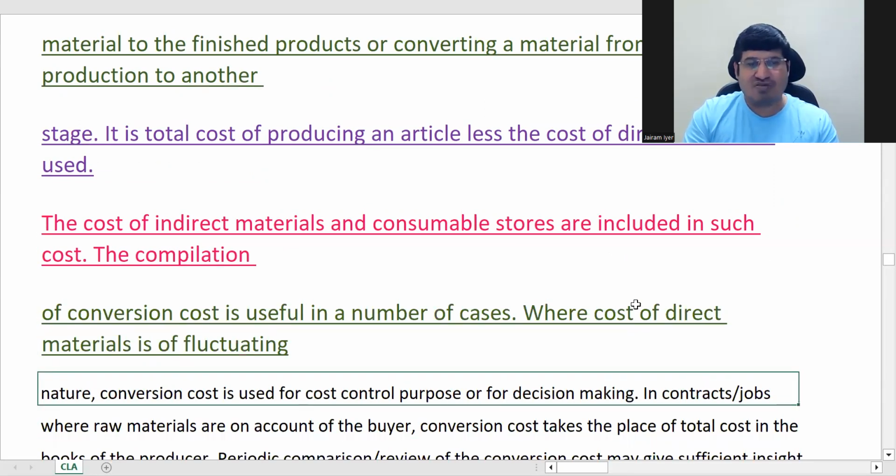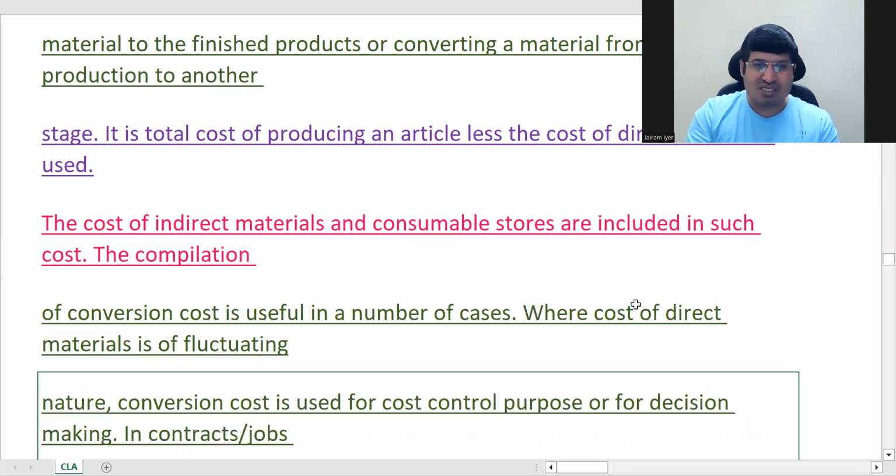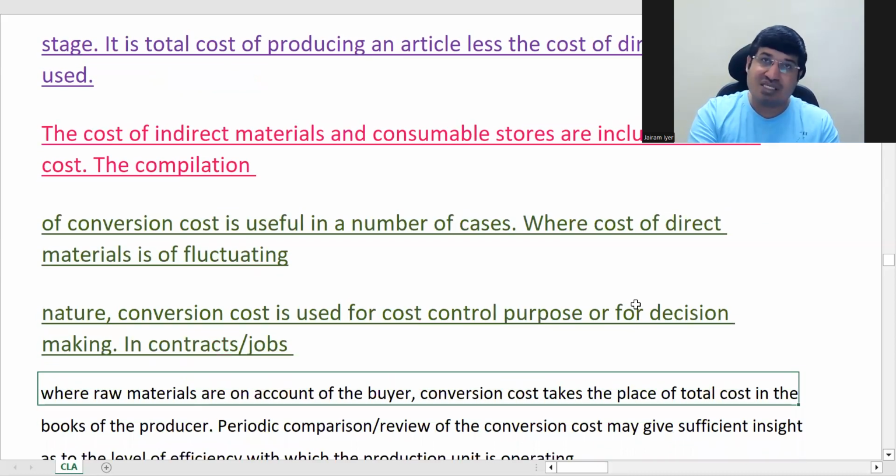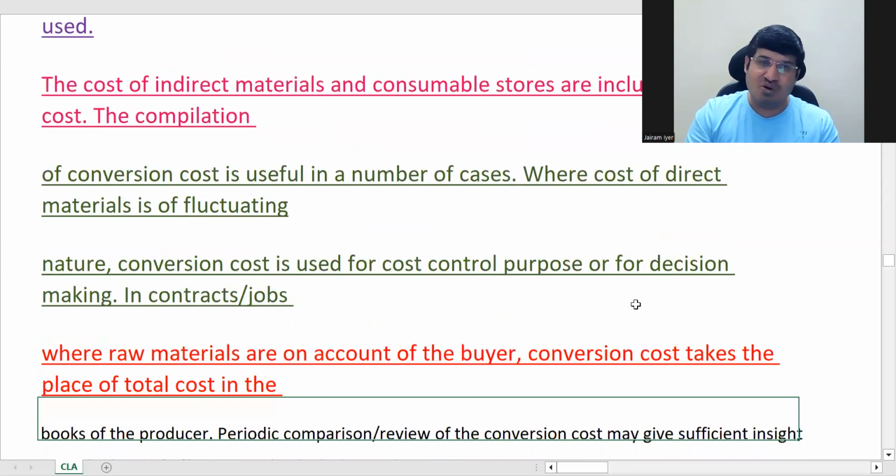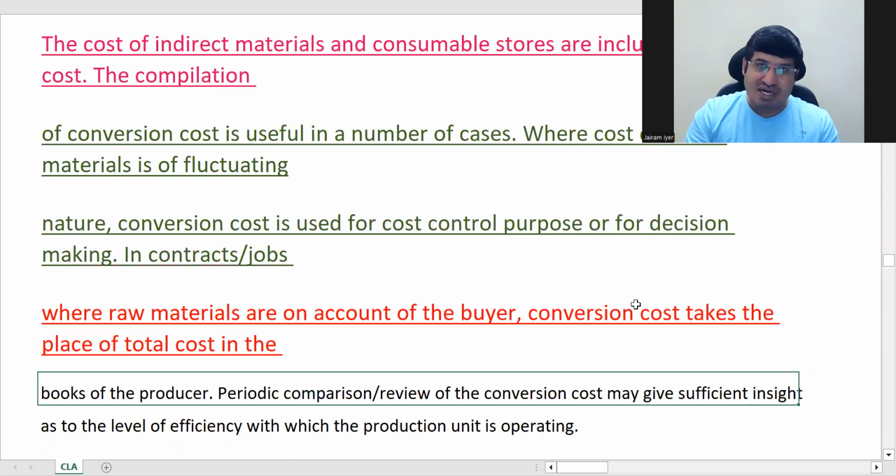Sometimes the cost of material fluctuates a lot. So for various reports, to get a proper basis, you have to use conversion cost, which is stable. This is also one reason where conversion cost is used, where material fluctuates. Sometimes material is given by the buyer and you only manufacture and give it to him. In that case, what you are doing is conversion, so you have to follow conversion cost basis.